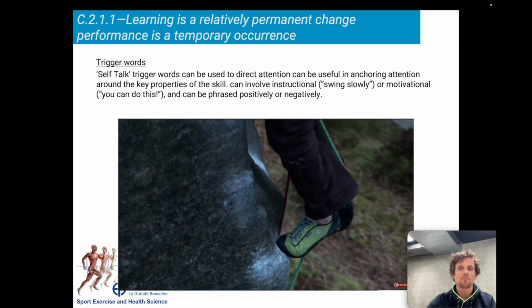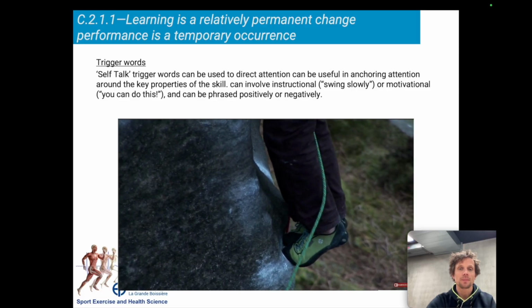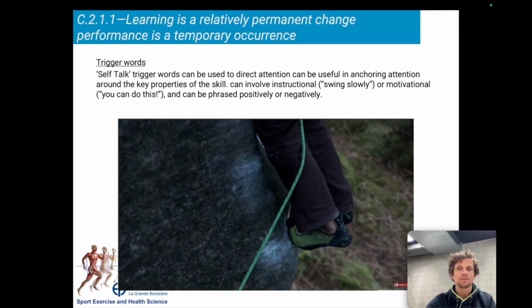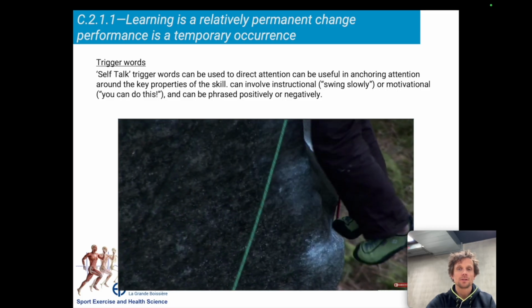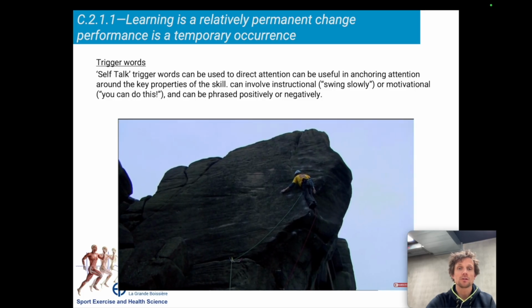So we can hear him now positively self-talking to himself. So there's some good examples of some motivational self-talk.